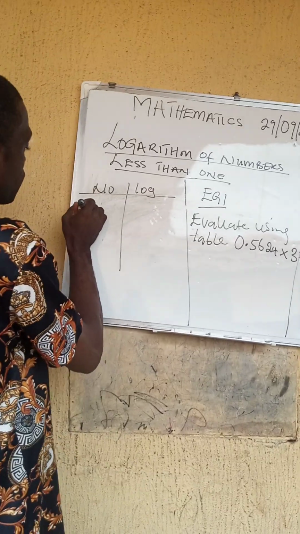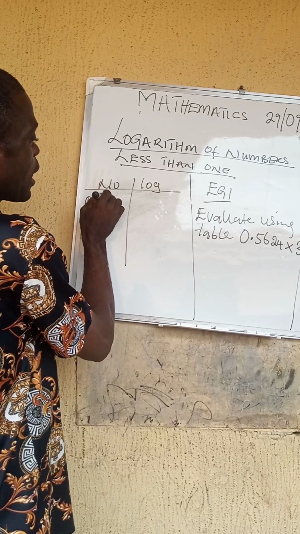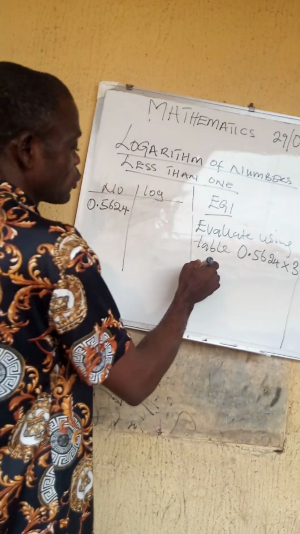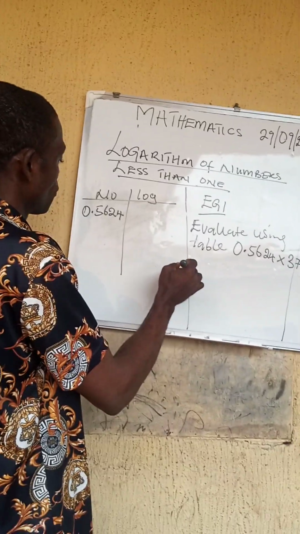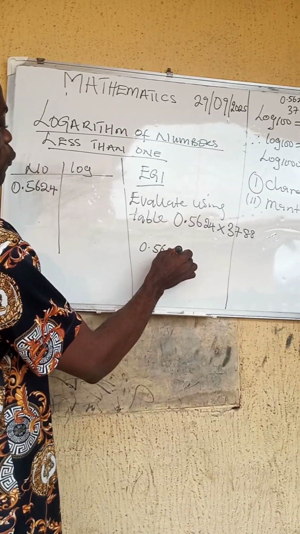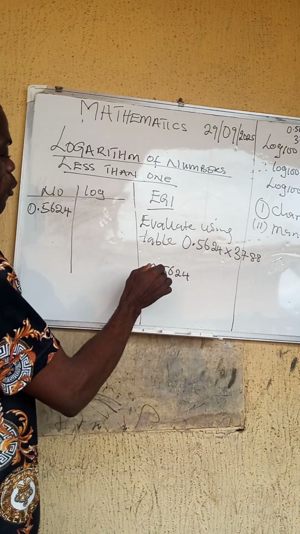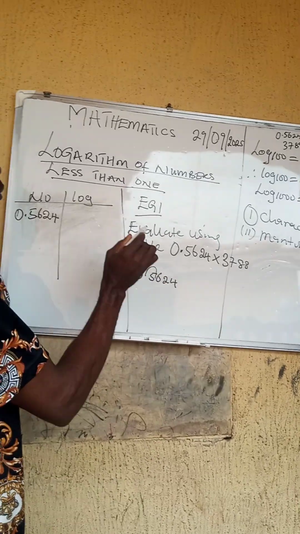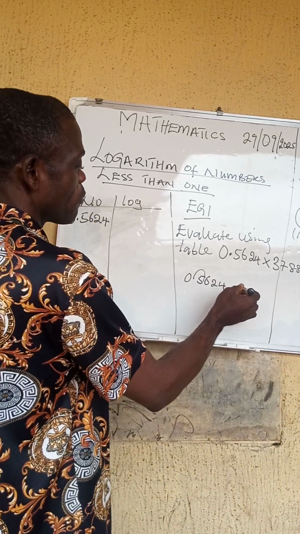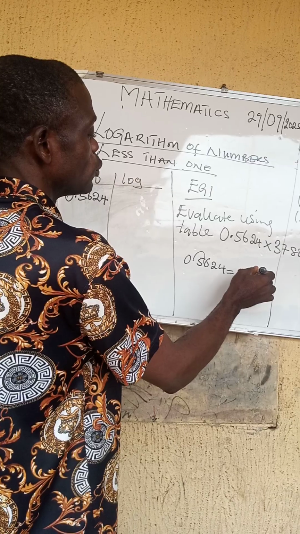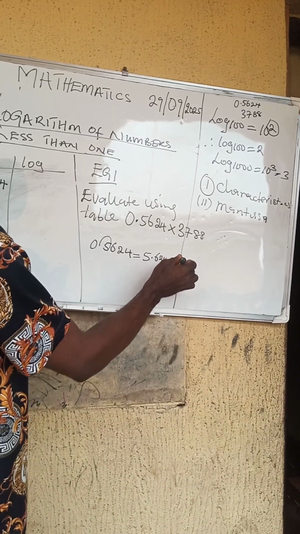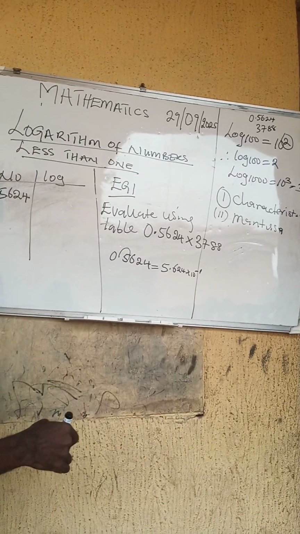Let me first of all take 0.5624. I have to express this number in standard form. If I express this number in standard form, I am moving the point one significant place from my left hand side. Therefore, this number will now become 5.624 times 10 raised to power minus 1. Therefore, I move one decimal place forward.